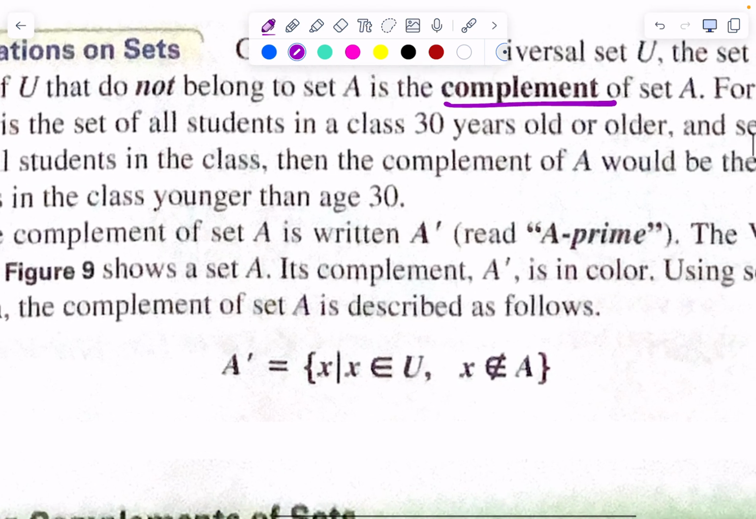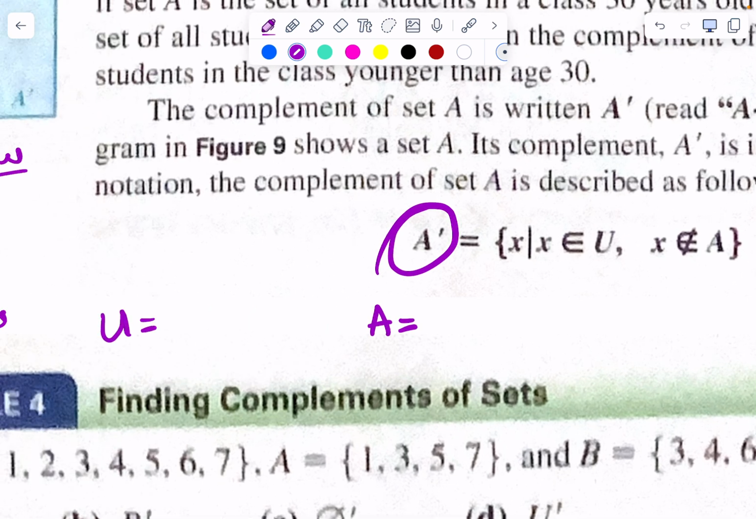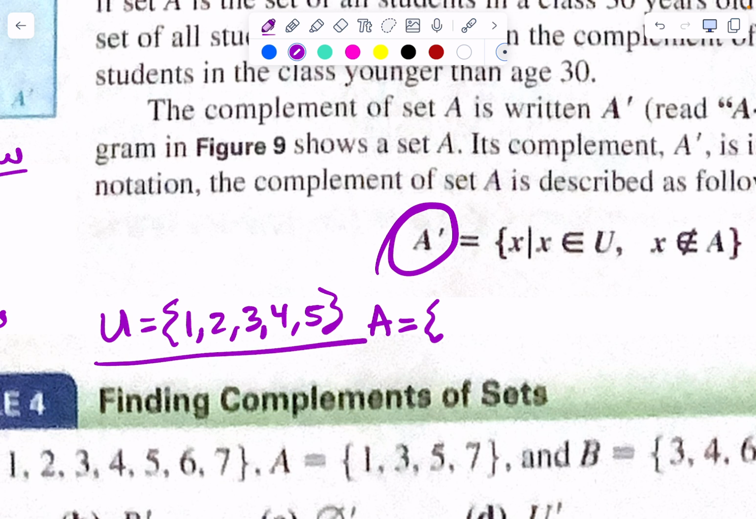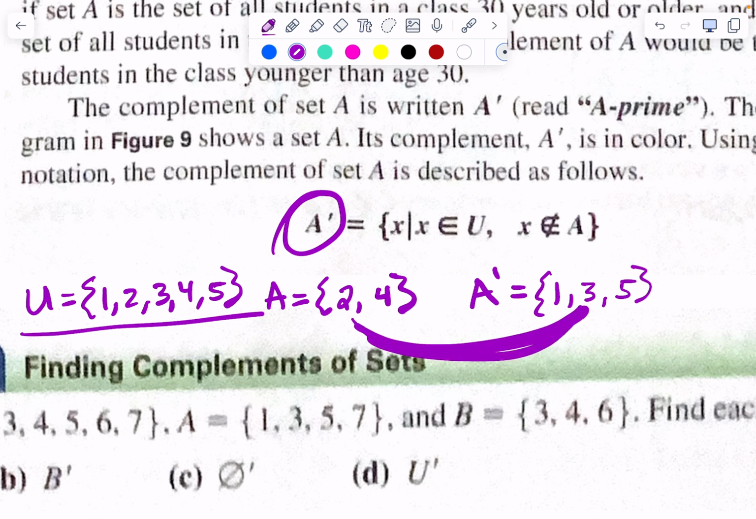So here they'll mark it with a prime. Let's say U, I'm going to make this really easy. U is 1, 2, 3, 4, 5. U is like the universal set. A is 2 and 4. What would A prime be? Probably 1 and 3 and 5, because these two complement each other and add up to be the whole universal set. Does that make sense? It's just like the opposite, basically. These two complement each other because they make up the whole set.